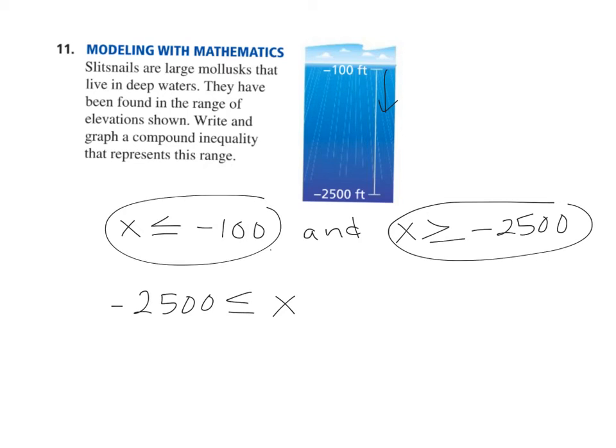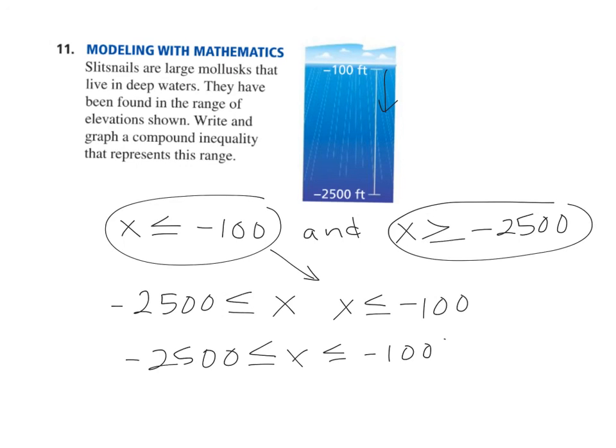I'm going to bring this over. x is less than or equal to negative 100. Put them together, and I've got negative 2,500 less than or equal to x less than or equal to negative 100. That is the correct compound inequality for this scenario.